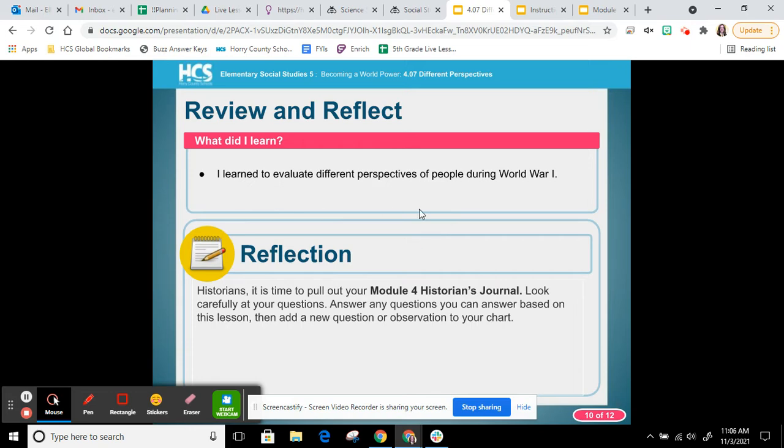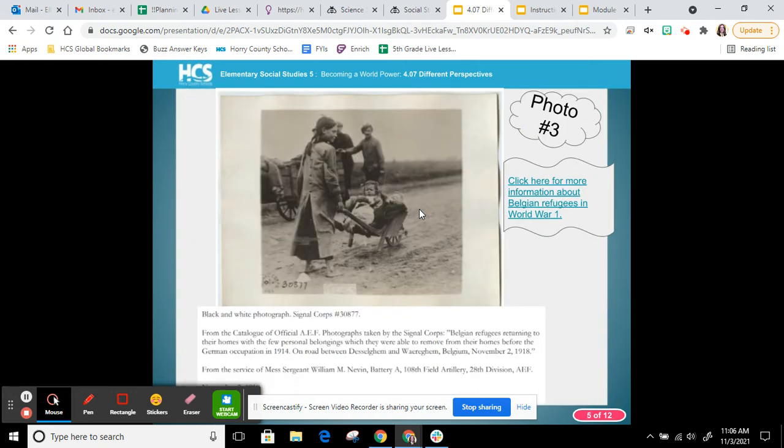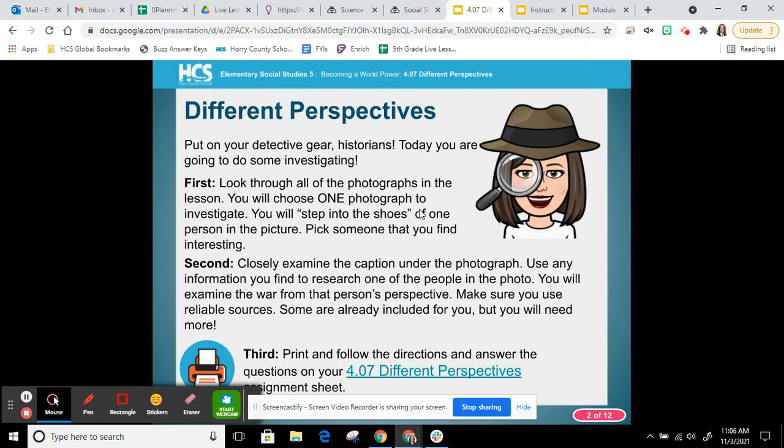So I'm going to go back because the first step of the assignment, as it says here, is to look through all the photos in the lesson and to choose one photograph to investigate. You'll step into the shoes of one person in the picture and pick someone that you find interesting. So after you've gone through and looked at each of the pictures, you're going to choose one of those photographs. Whichever photograph you choose, you're then going to go to the second step.